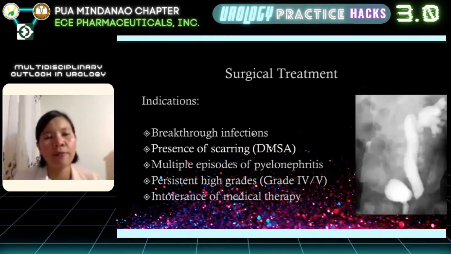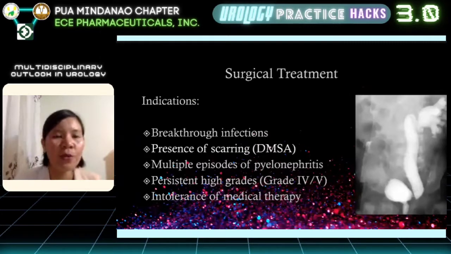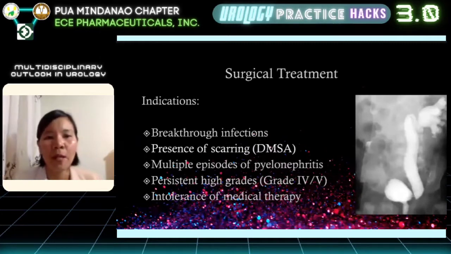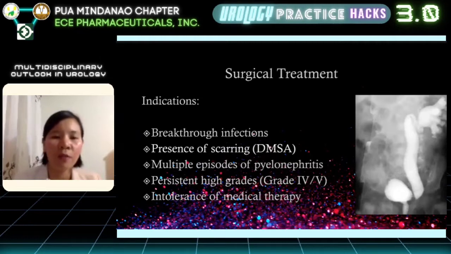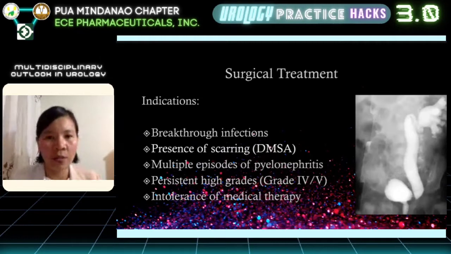And when you have breakthrough infections, presence of scarring, multiple episodes of pyelonephritis, persistent high grades, grade 4 and grade 5, or intolerance of medical therapy, then surgical treatment of vesicoureteral reflux is recommended.